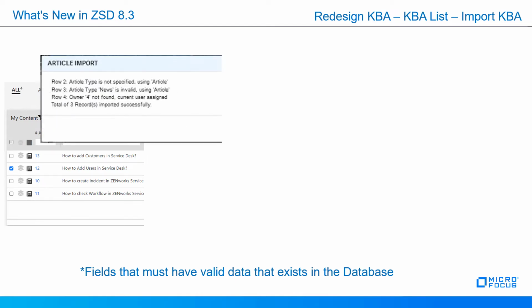For errors, in this example, putting in an owner name that doesn't exist in the database, that document record will fail to import. Or if there isn't an item category pre-existing in the database and specified in the import file, that document record will fail to import as well.